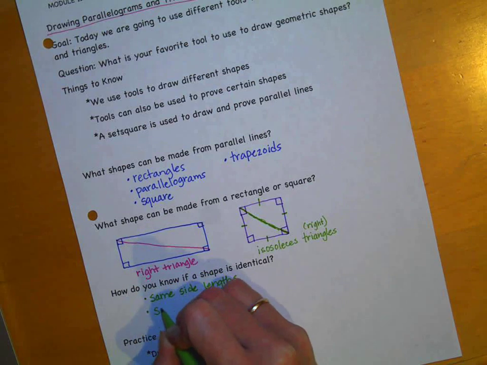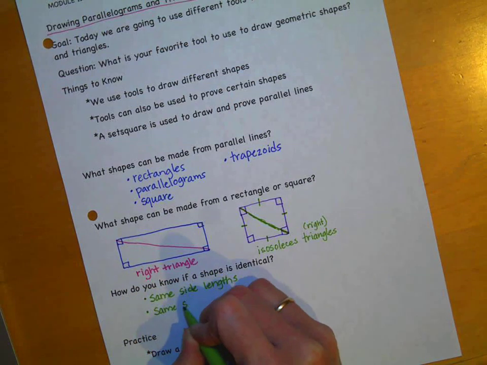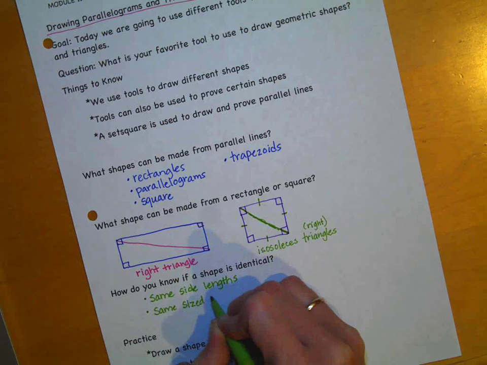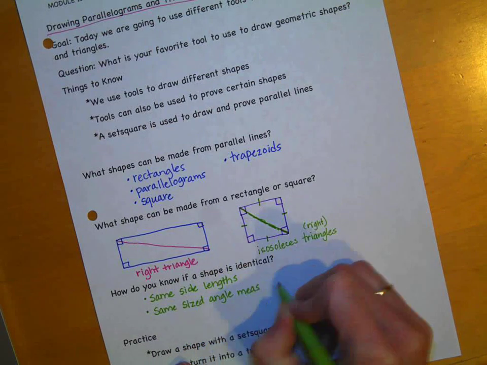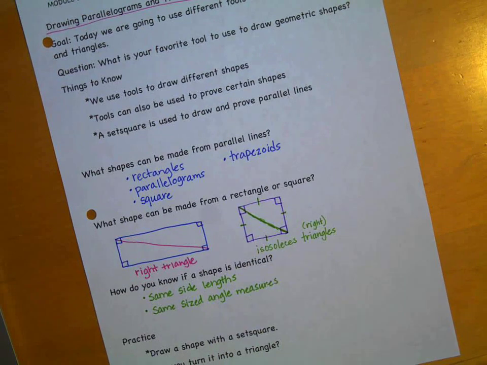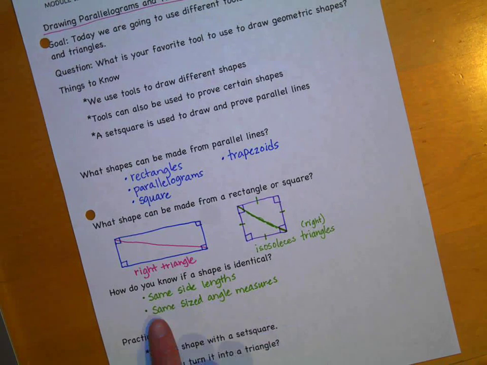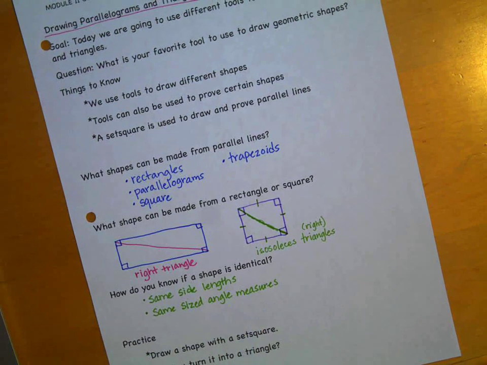Another way to tell is if they have the same sized angle measures, right? Because if their angle measures are the same, then they have to be the same size, because you can't create a different size triangle necessarily. Sometimes you can with different angle sizes. Sometimes it's a little bit different, but you'll learn that in a little while. So looking for same side lengths and same size angle measures, that helps us to figure out if they're identical or not.